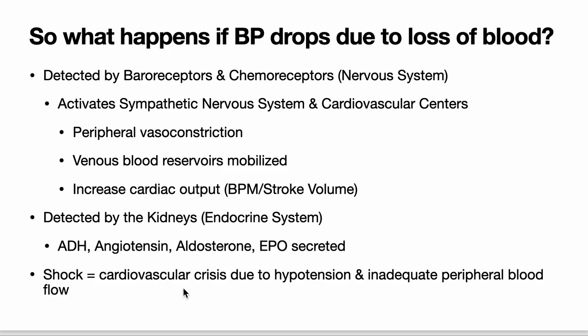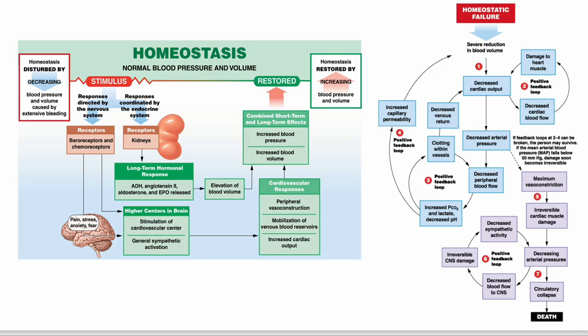If we aren't able to get that blood pressure back to normal homeostatic range, the individual may enter shock, which creates a cardiovascular crisis due to hypotension. That's just another way of saying low blood pressure and inadequate peripheral blood flow. In other words, we are not adequately meeting the needs of the body's tissues. And so not enough oxygen, not enough glucose is getting out to the cells, and not enough waste products are being picked up. And that can lead to death if not corrected.